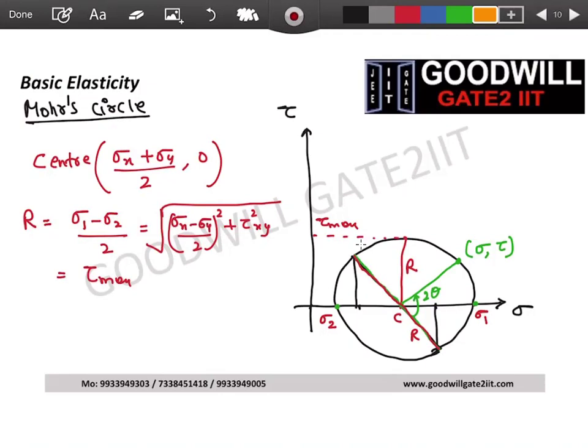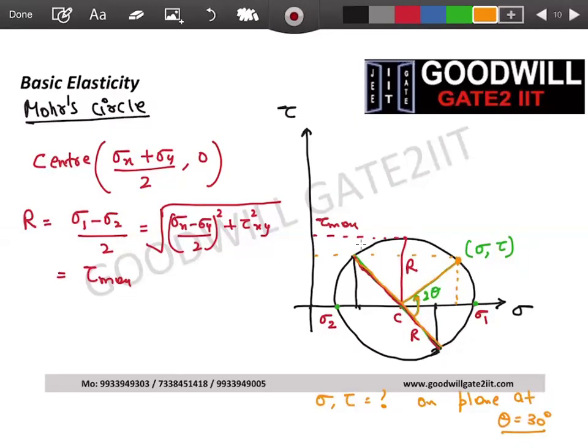If they say calculate sigma and tau on a plane at theta equals 30 degrees, then in Mohr circle we need to go from this line and draw a line at an angle of 60 degrees. And whatever values you can see here, your sigma will be some value, and here your tau will be some value. It will not be principal stresses. It will not be maximum shear stress. It will be some arbitrary values.